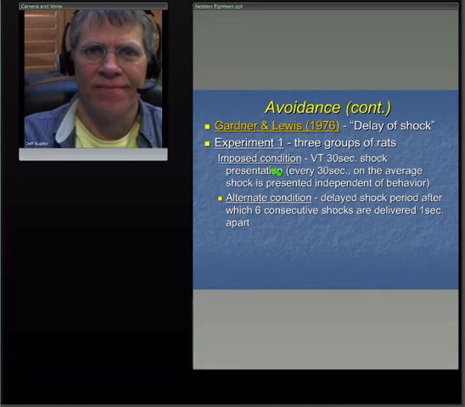Got it? Okay. Now, in this condition, there is a lever in the chamber, but this is a funky kind of lever, unlike the ones that we described before. This is called a retractable lever.